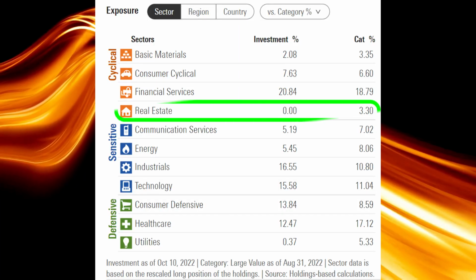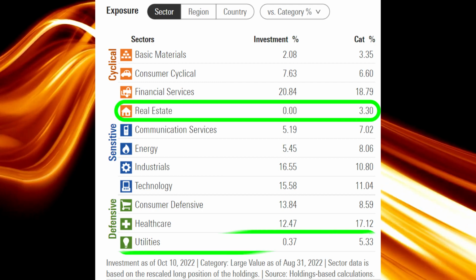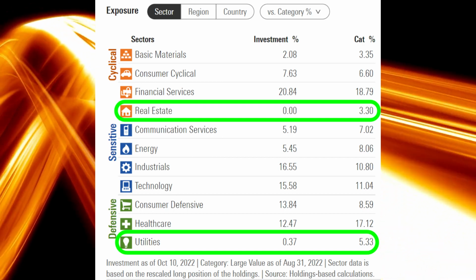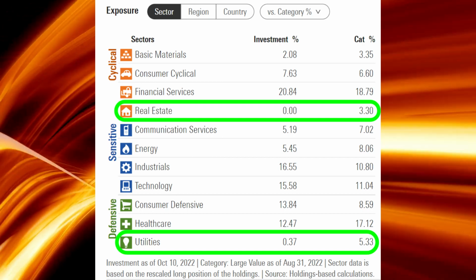But there's a little bit of a problem with SCHD, and that is it has zero real estate exposure and minimal utility holdings. Now, this is possibly because both of these sectors are really sensitive to interest rates, and when rates rise, income investors look towards the safety of fixed yields such as those of bonds. But utilities and real estate tend to make up two of the highest yielding sectors of the market.